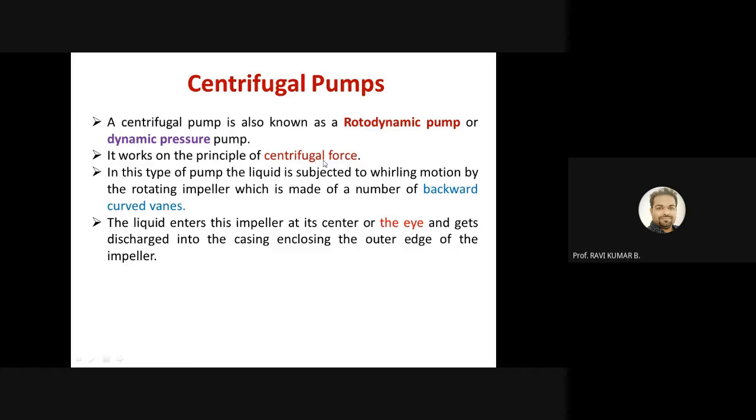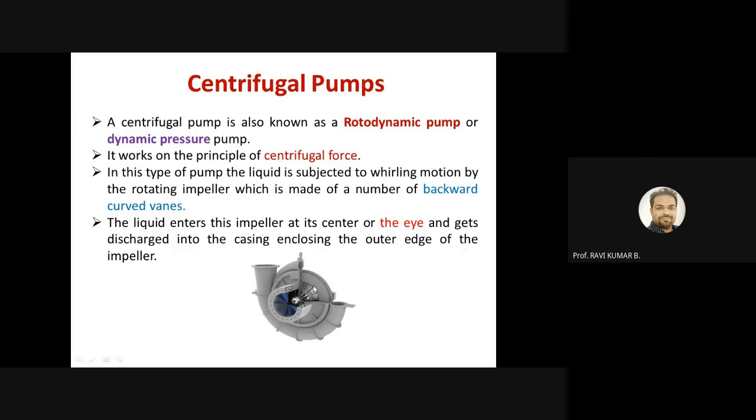In this type of pump, the liquid is subjected to whirling motion by a rotating impeller, which is made of a number of backward curved blades. The liquid enters the impeller at the center, or we can say the eye, and gets discharged into the casing at the outer edge of the impeller, and finally comes out.